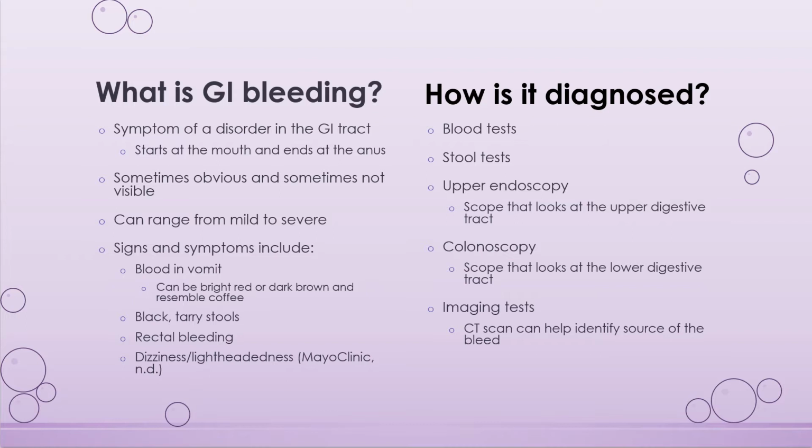So it's still the scope with the camera. It goes through the rectum and the anus, looking at the rectum and the colon, so the large intestine. There are also other imaging studies, so CT scans can help identify sources of the bleed as well.